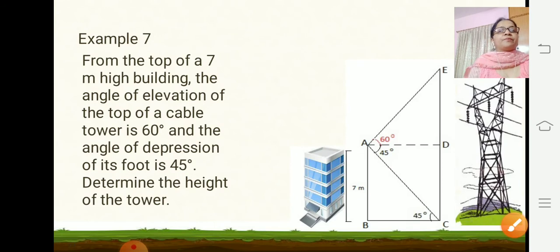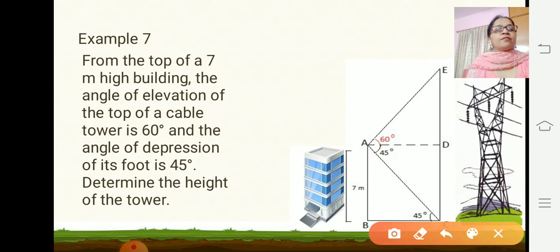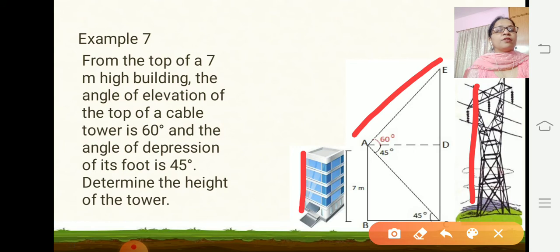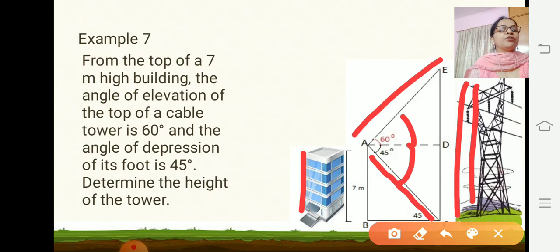Next example. From the top of a 7-meter high building, so this is a 7-meter high building, the angle of elevation of the top of a cable tower, this is the cable tower, from the top of this building to the top of the cable tower, this is the angle we are talking about, which is 60 degree. And the angle of depression to its foot, so from the roof of the building, when you are looking down, this is the angle 45. You have to determine the height of the tower. This is the height of the tower which you need to find out.